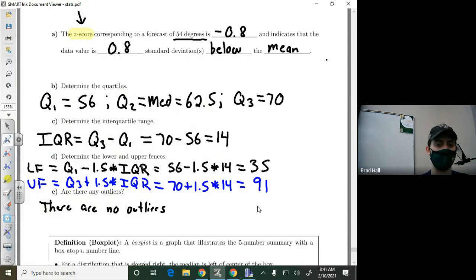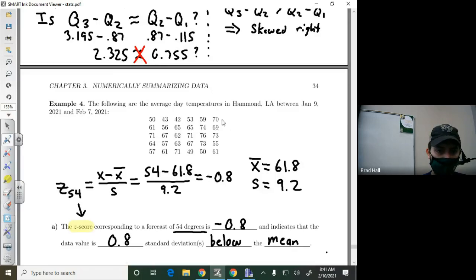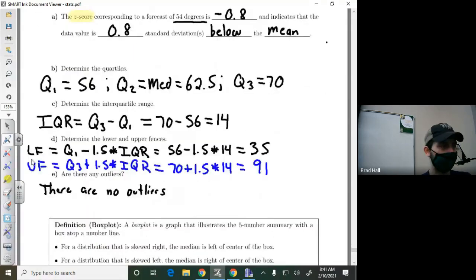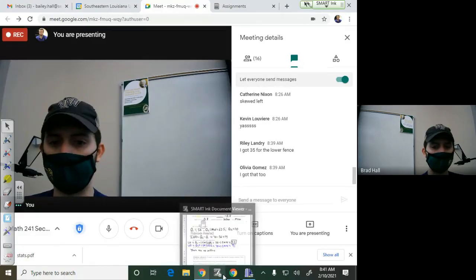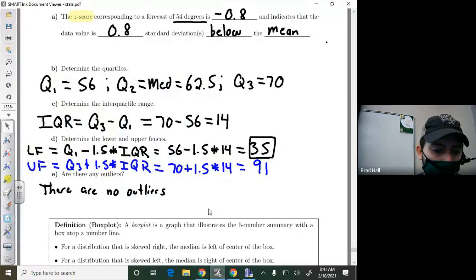But same idea. Is there anything that falls below 35? Some things get kind of close, but not really. So on outliers, that still stands. Make sure you correct the lower fence to 35 in your notes. Does anyone have any questions up to this point? Okay, if not, we're going to look at box plots.